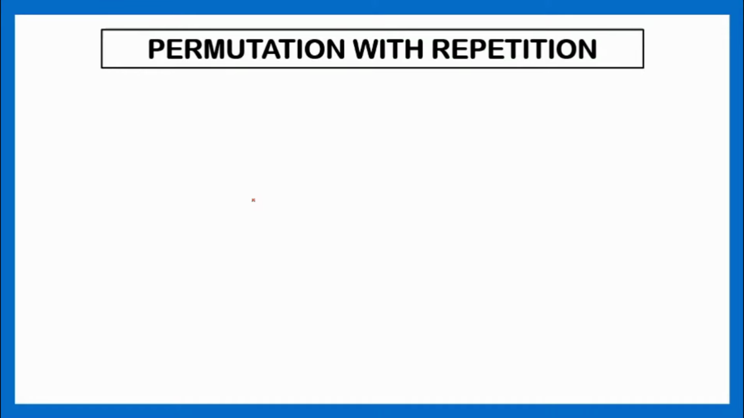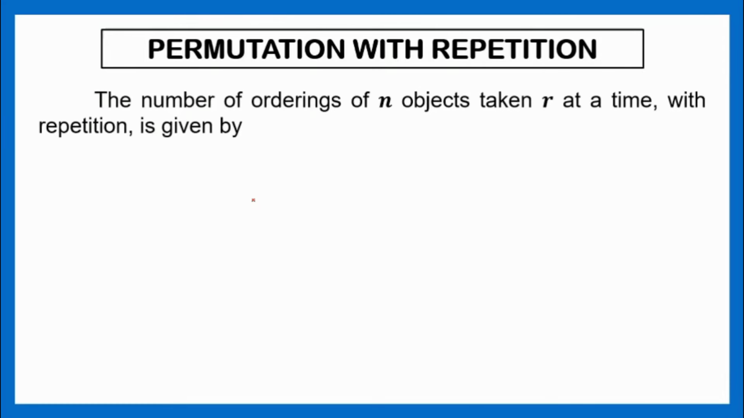Iba-iba ang formula na ginagamit sa 4 types of permutations. Kaya kailangan alam ninyo kung anong type of permutation na ba siya, para alam nyo kung anong gagamitin na formula. So, ito yung sinasabi ng permutation with repetition. The number of orderings of n objects, yung object na pinag-uusapan, taken r at a time, kung ilan yung pinipili dun sa number of objects, with repetition is given by this formula. P, which is the permutation, is equal to n, the number of objects, raised to r, kung ilan yung pinipili natin. This is the formula that we're going to use once na yung problem na binigay sa atin ay under ng permutation with repetition or replacement. Tandaan, P is equal to N raised to R.